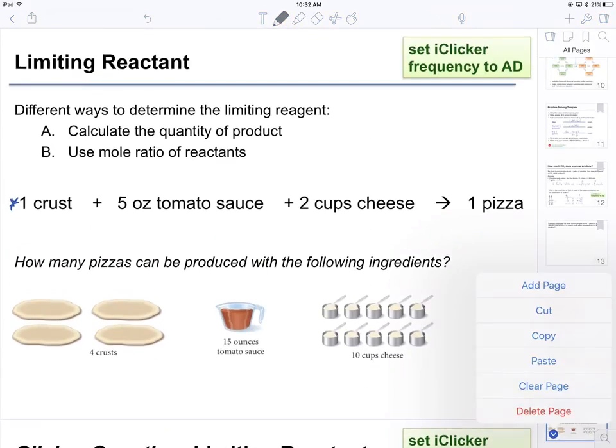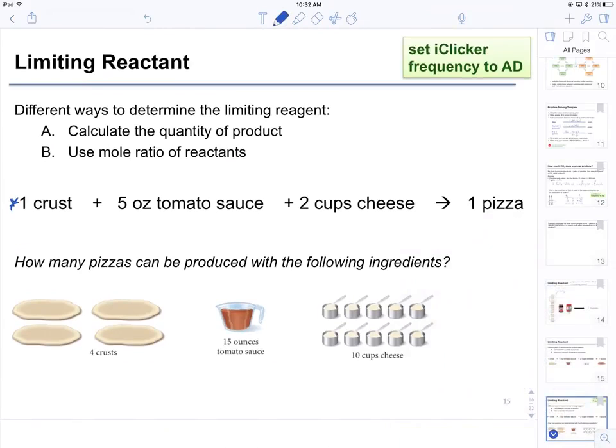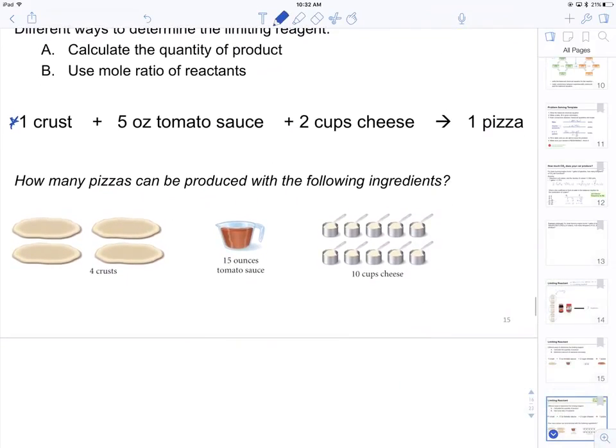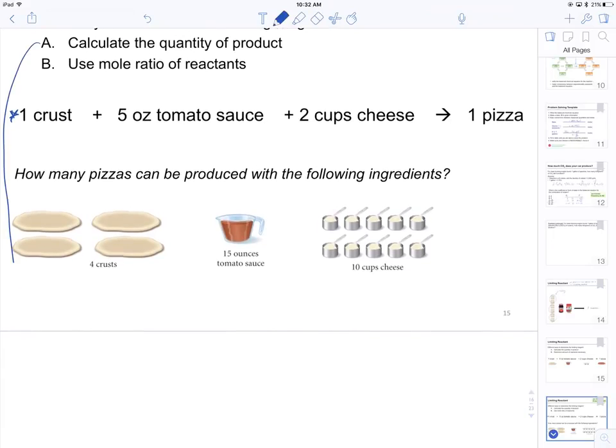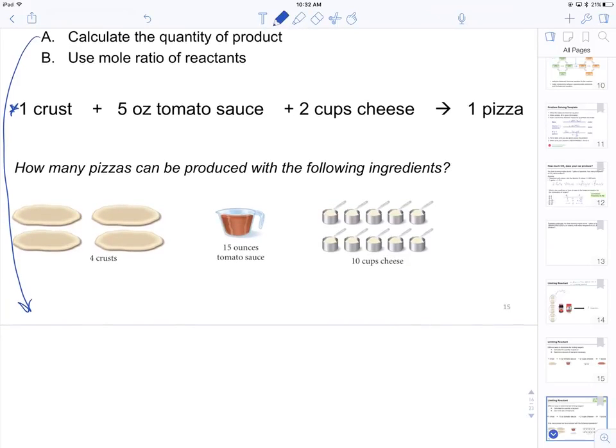I would need to calculate here how much product I can produce. So by method A, let's start there first. I have 4 crusts, and I need 1 crust, playing with my units here, to make 1 pizza, right? That's the stoichiometry in the balanced chemical equation. So from this, I can make 4 pizzas.